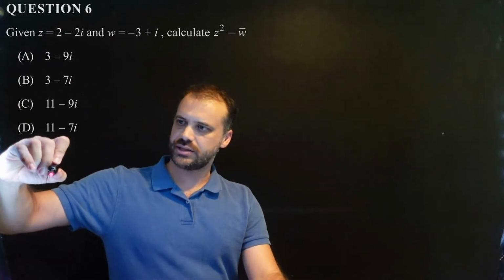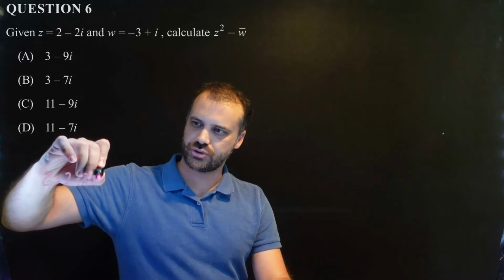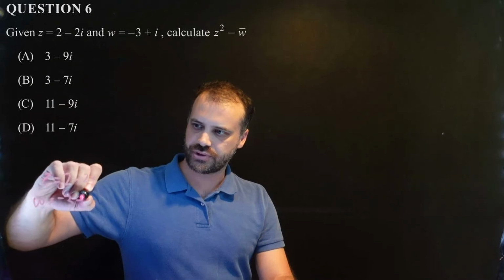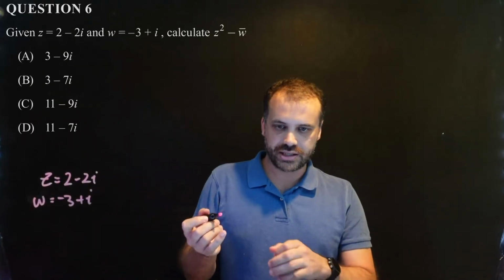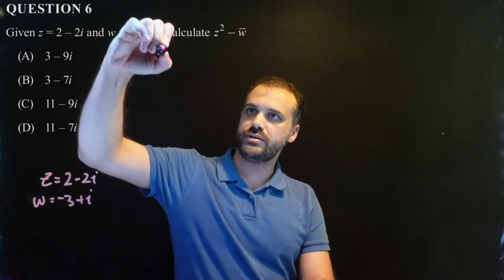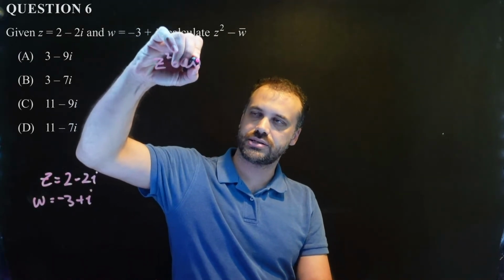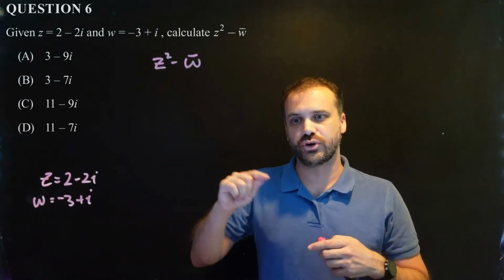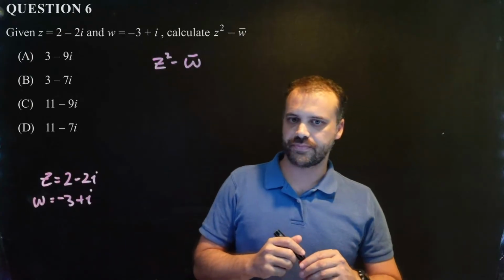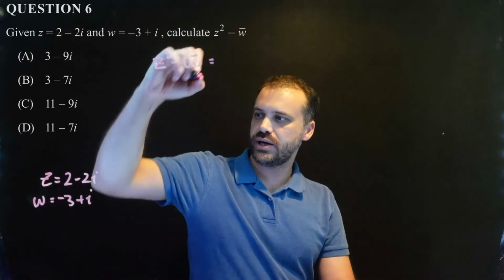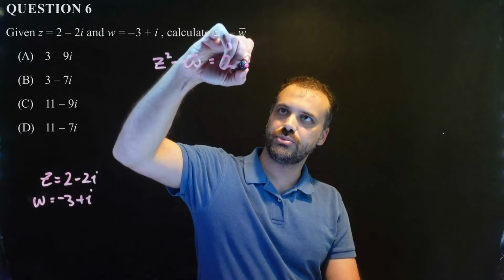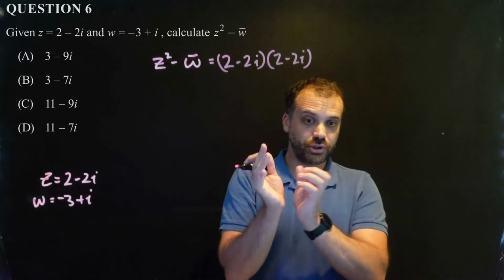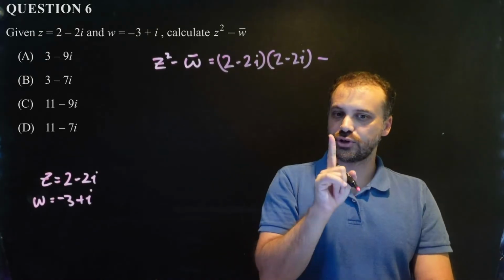We're told that z equals 2 minus 2i. I like to put a little thing there for my z. We're told that w is equal to negative 3 plus i. And then we're asked to calculate z squared minus w with a hat on it, and w with a hat on it means the conjugate of w. So, what's z squared? Well, z is 2 minus 2i, so 2 minus 2i times 2 minus 2i, 2 minus 2i multiplied by itself, minus the conjugate of w.